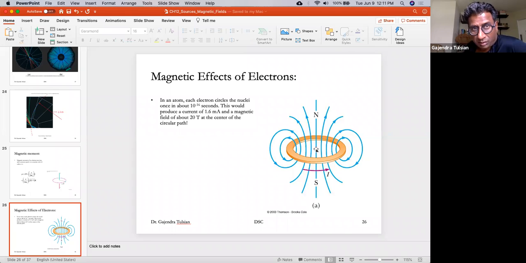Okay, again, let me remind you, 20 Tesla is a very strong field. In an MRI machine, you have a 2 Tesla magnetic field, and some of the strongest fields we've produced is about 100 Tesla. So here's one piddly little electron producing a 20 Tesla magnetic field. So how come we don't feel all these strong magnetic fields? What gives is the question.